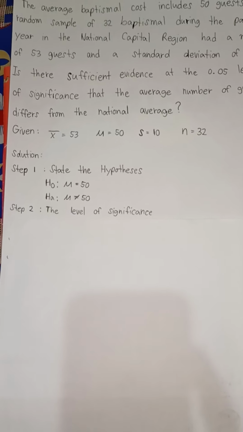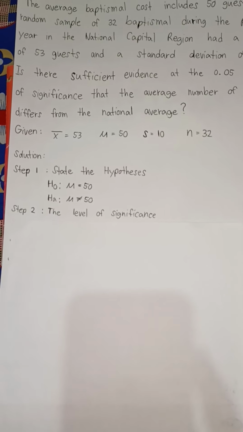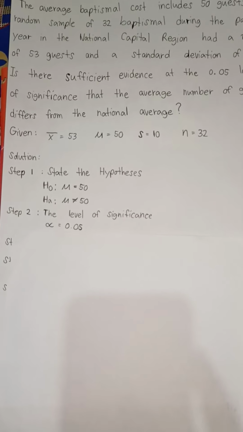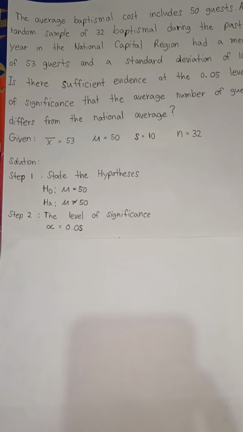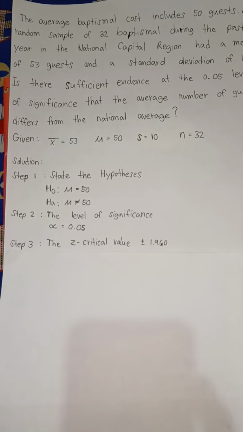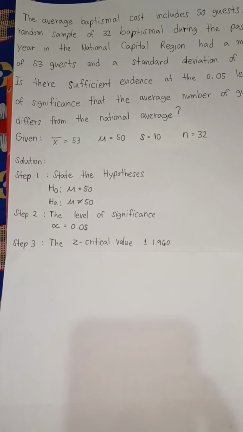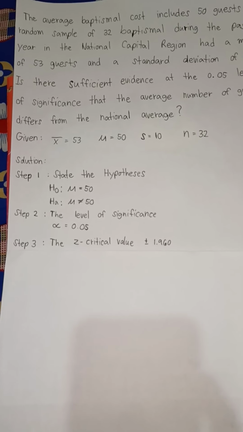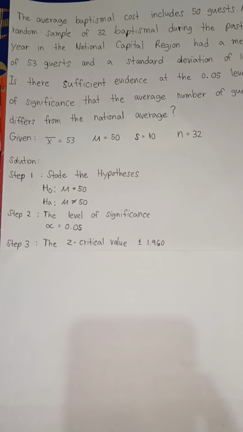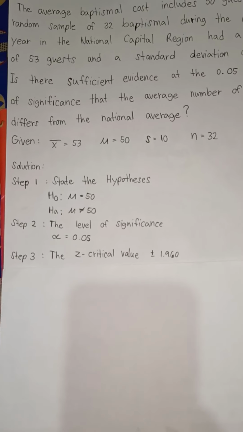Step 2 is we will find the level of significance. The level of significance here is alpha equal to 0.05. Then step 3, we will find the z critical value. Since it is equal, it is two-tailed. Then in a z-test, it is negative and positive 1.960.